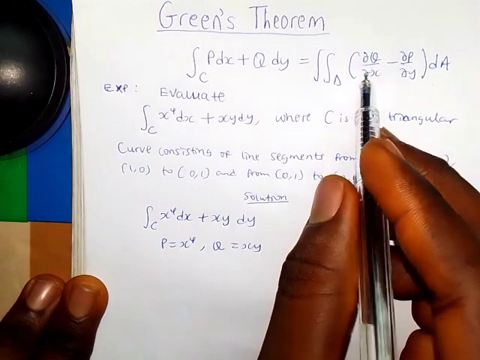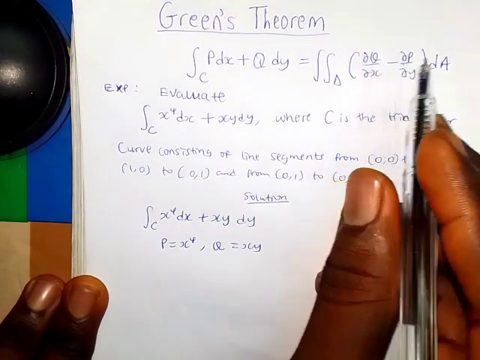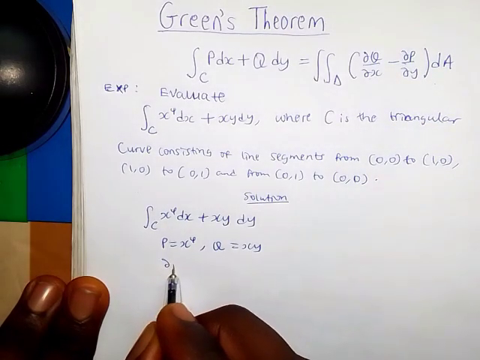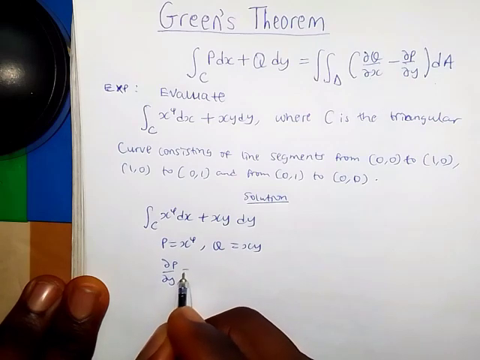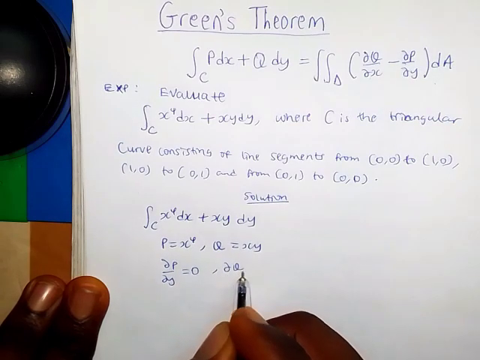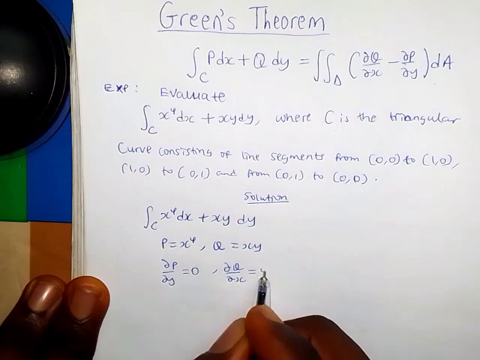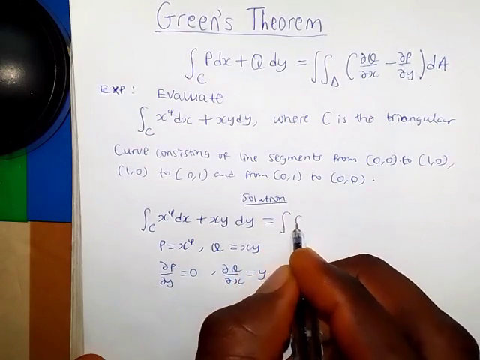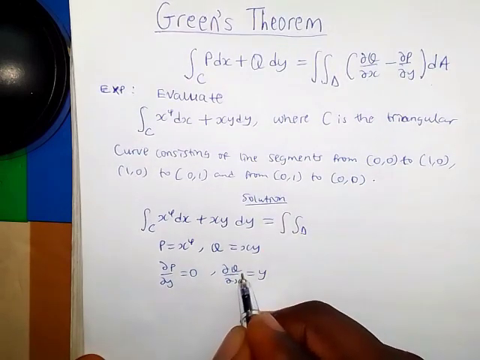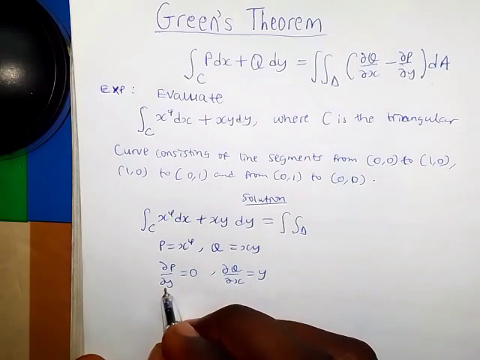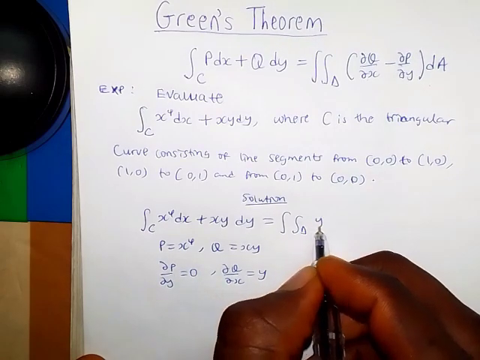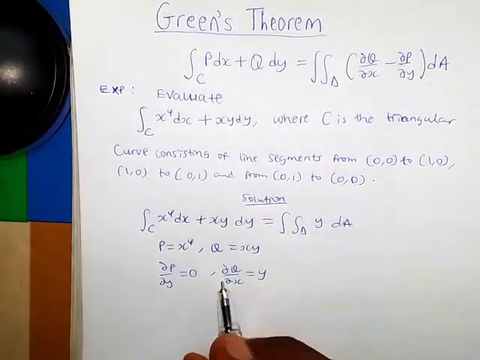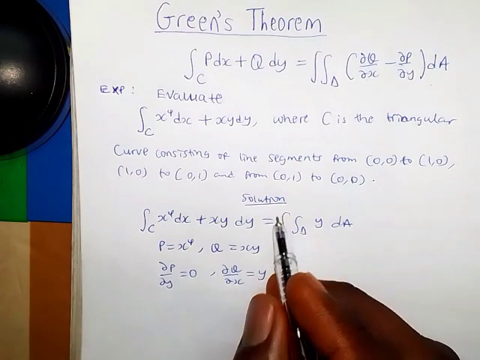Using this formula, we differentiate Q with respect to x and differentiate P with respect to y. When we differentiate P with respect to y, we obtain 0, and differentiating Q with respect to x, we have y. So we can now plug into our double integral, which is partial Q partial x minus partial P partial y. So y minus 0 is simply y, times dA.